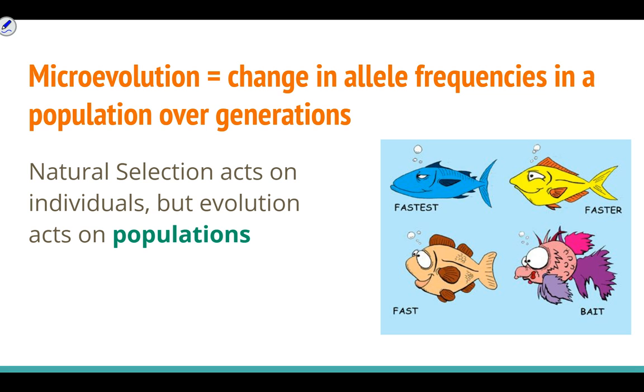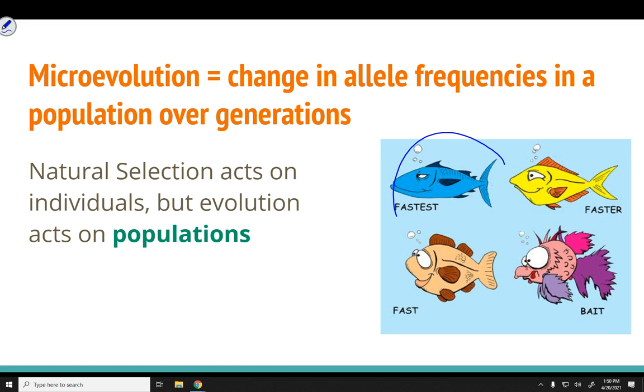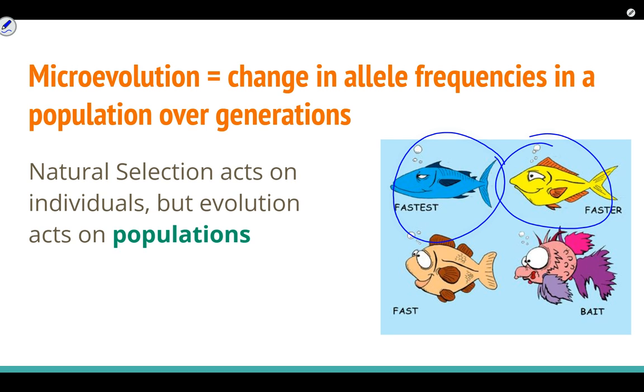Out of my little cartoony fish, maybe this fish and this fish are fast enough to escape predators, and so they survive better and reproduce more, right? That's natural selection, but that by itself is not evolution because these two fish haven't changed and their DNA hasn't changed. They just got lucky enough that they survive and they reproduce more, but because they reproduce more, they pass on the genes that make them faster and fastest.